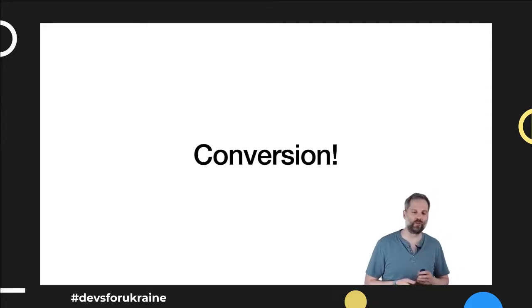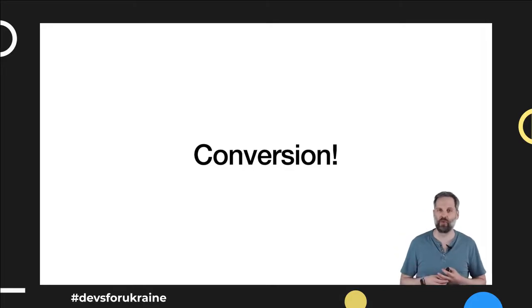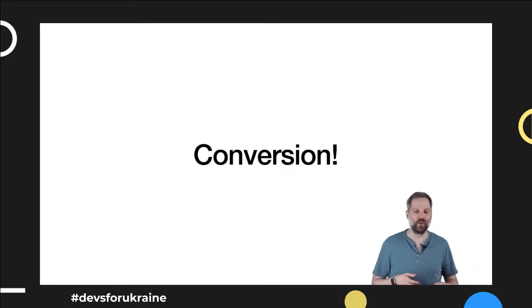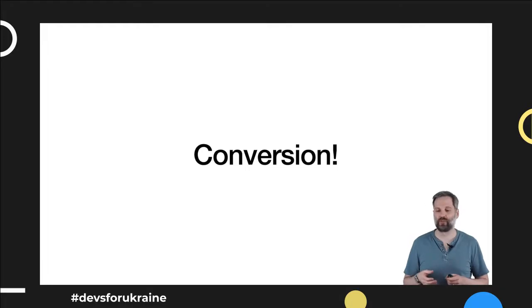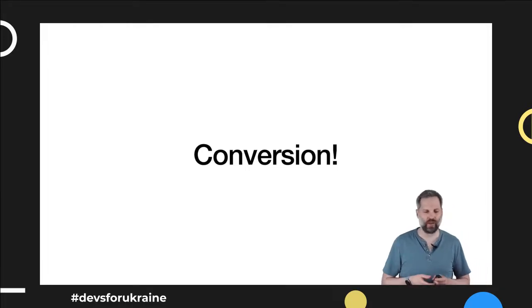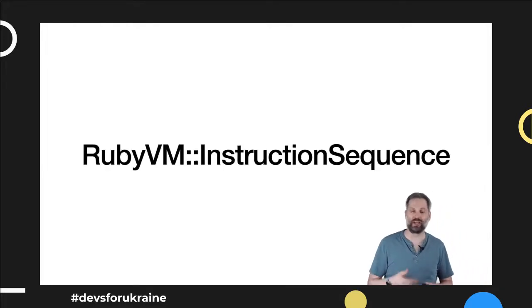Now, we're going to do some conversion. Now that we know how both these types of machines work, we just have to write some code that performs a conversion from one type of machine to another. But before we can do this conversion, we have to somehow access the instructions that the RubyVM uses. Fortunately, there's an API for doing that, and that's the RubyVM instruction sequence class.